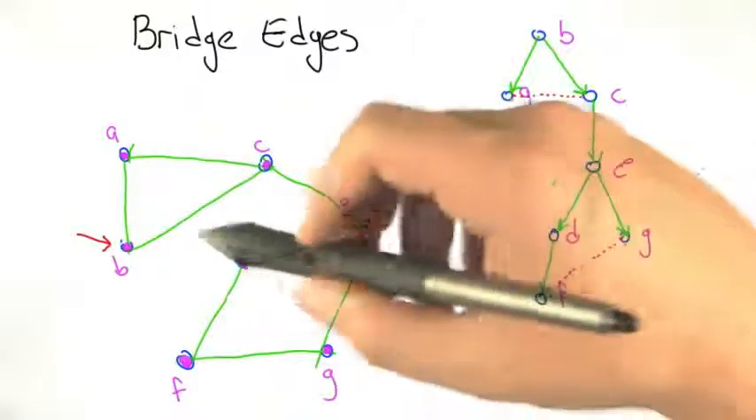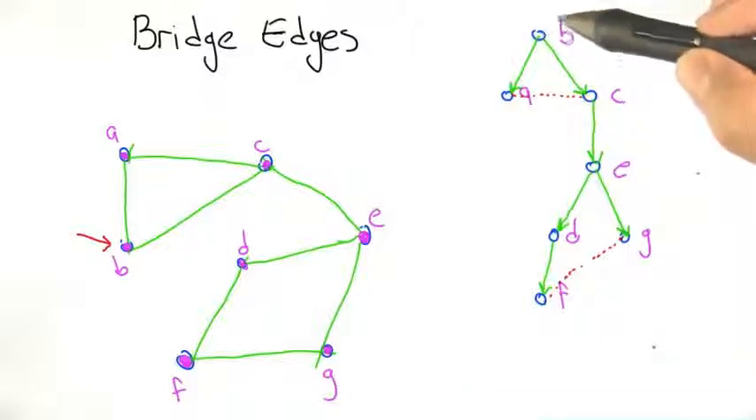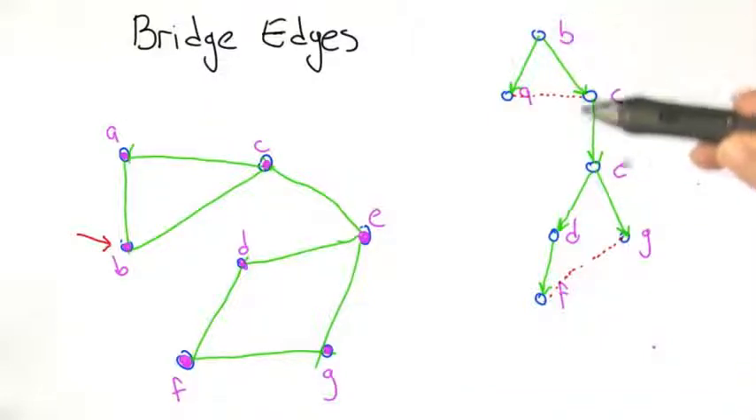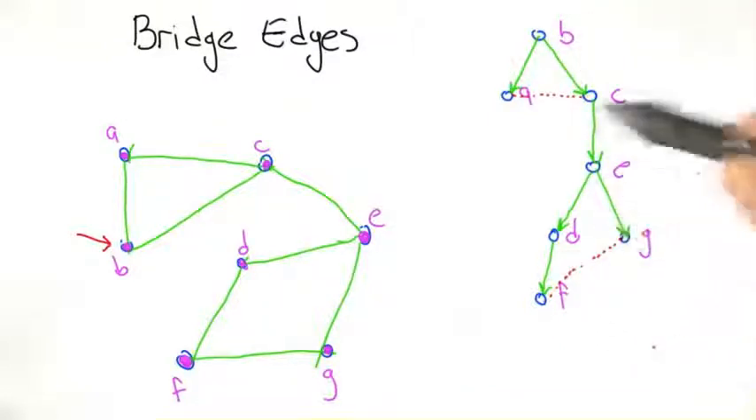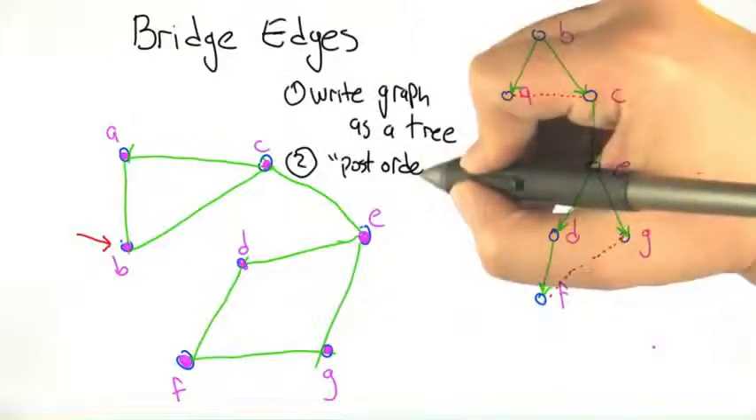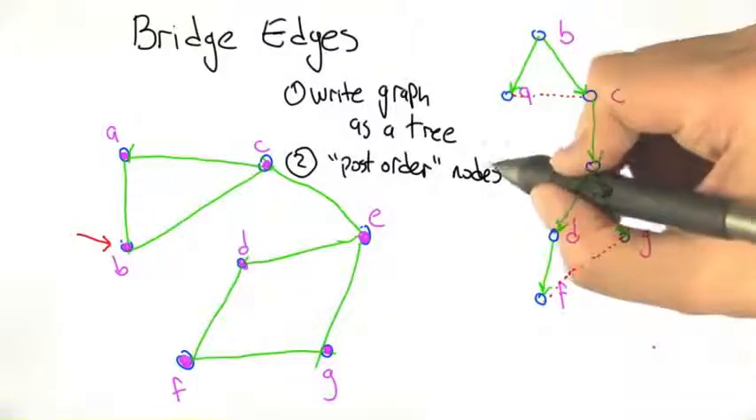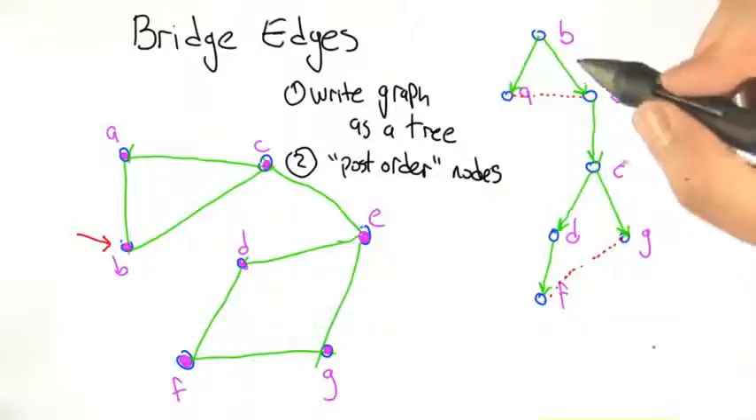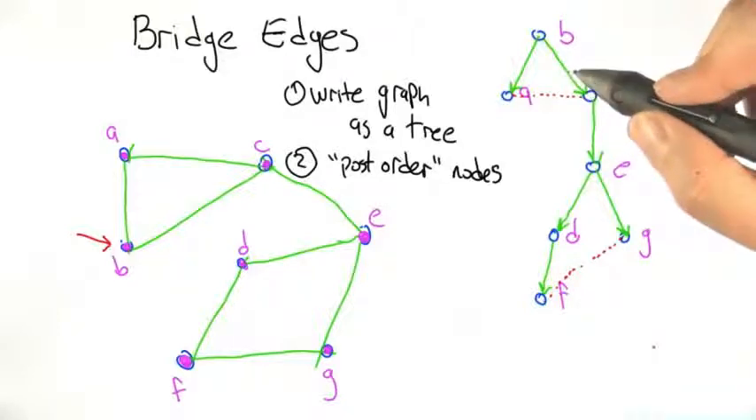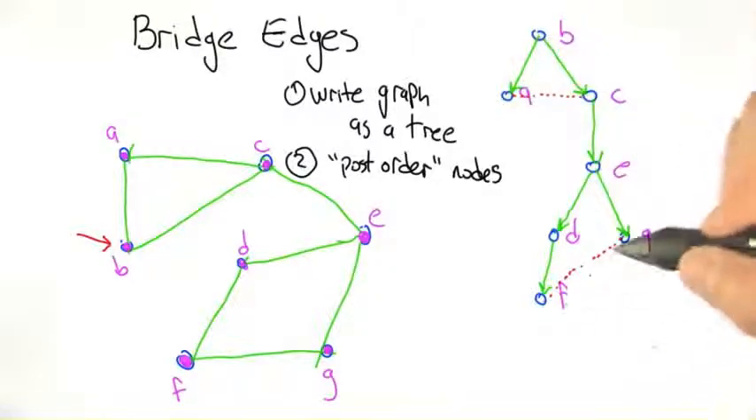So basically what we've done now is we rewrote the original graph as a rooted tree, starting with some node and then proceeding downward. And then any edges that don't really fit that pattern we put in as little red dotted lines. So we've rewritten the graph as a tree. And the next thing we need to do is post-order the nodes. Now, post-ordering is something you can do to any tree structure, and it basically involves assigning a sequential number to each of the nodes in the tree.